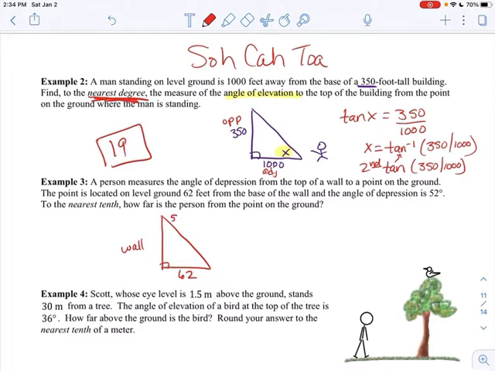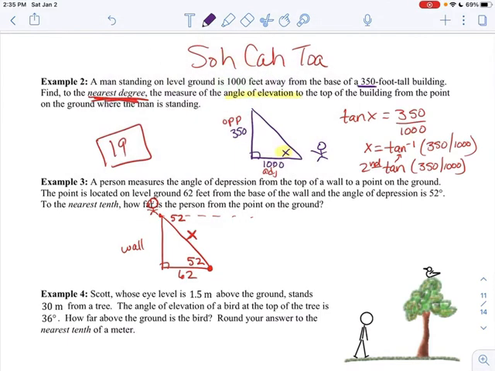Perfect. So technically, my angle of depression is outside the triangle. All right, so you're basically on top of this wall. You're a person up here looking out. And the angle of depression is technically outside the triangle, but I can't do trig unless I put that angle inside the triangle, so I'm going to put that 52 degrees in there. And how far is a person from the point on the ground? So I'm trying to find this hypotenuse right here. The person's up here on top of the wall. How far are they from the point on the ground down there?